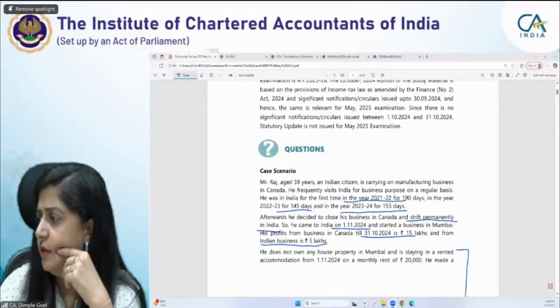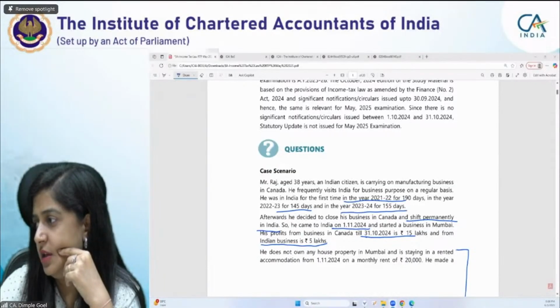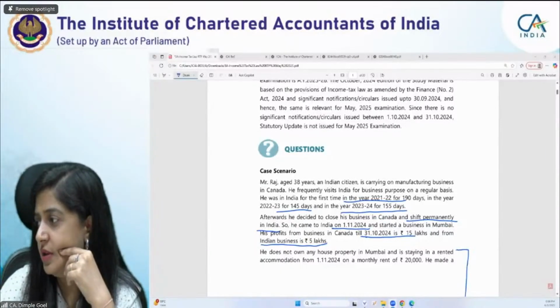Rajveer is saying 182 days and 365 days for 4 years. Staying in India for more than 182 days, only the first basic condition needs to be checked. An Indian citizen who visits will be a resident if he stays 182 days or more. 182 days.